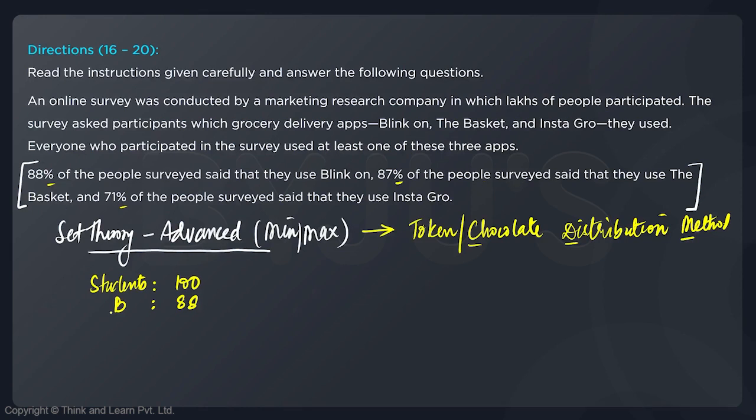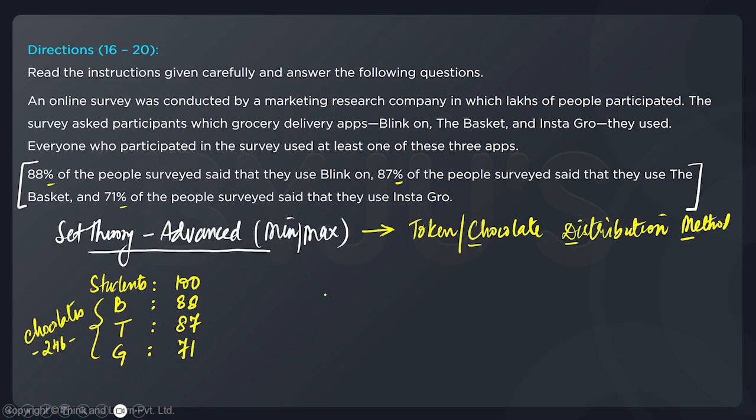For The Basket, let's use the letter T. 87% of 100, which is 87 students, like chocolate of T type. And for Instagrow, let's use the letter G. 71% of 100, which is 71 students, like G type chocolate. So these are the number of chocolates and types of chocolates we have. The total chocolates, if we add, is going to give us 246 chocolates overall. So we will be drawing a line diagram.